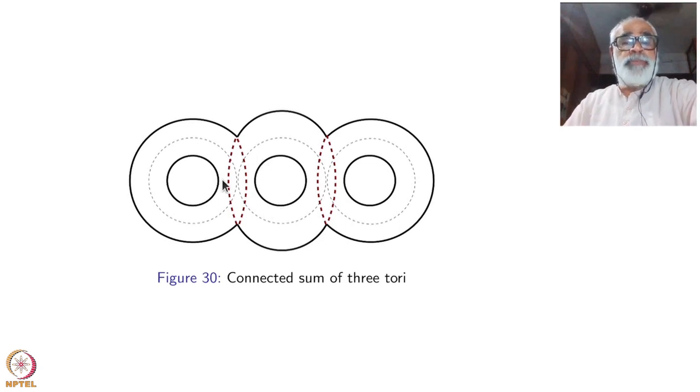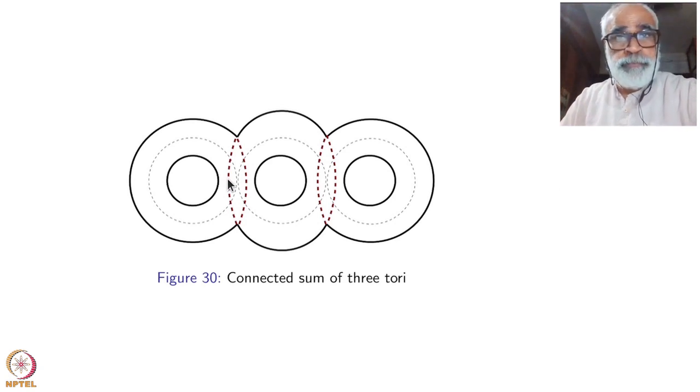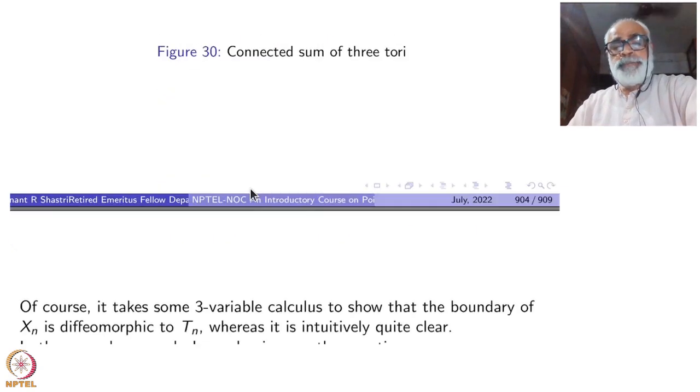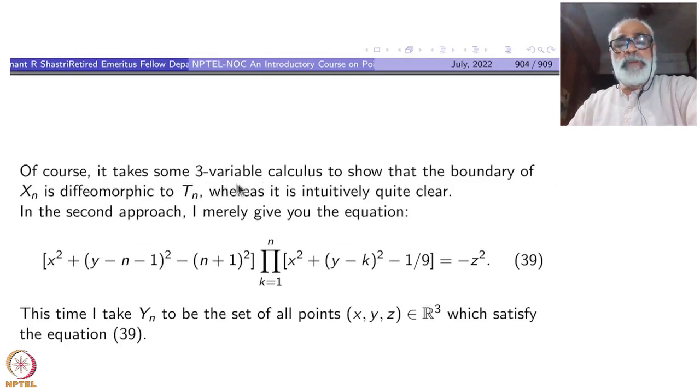If you take only one circle, first thing you have to see is that it is actually the torus. So that part is just some elementary three-dimensional calculus. You should know some differential calculus to see that this is actually a nice surface. It takes some three-variable calculus to show that the boundary of Xn is diffeomorphic to Tn, whereas it is intuitively quite clear.